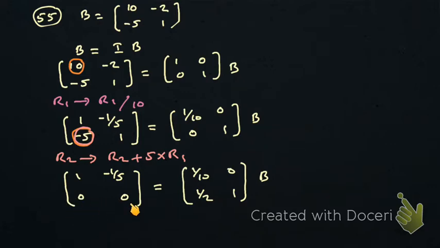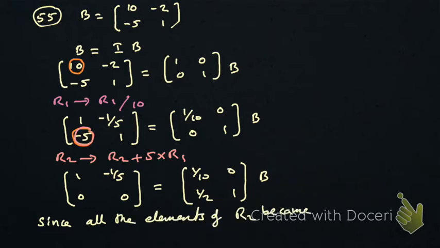Anytime when you do elementary row transformations, on the left side, if one row completely becomes 0, like now in this case, one row fully became 0, all the elements of the second row became 0. Then we say this cannot be any further made into identity. So that means I can't find the inverse. So A inverse or B inverse in this case does not exist. And this is how you would conclude. Since all the elements of R2 became 0, B inverse does not exist.